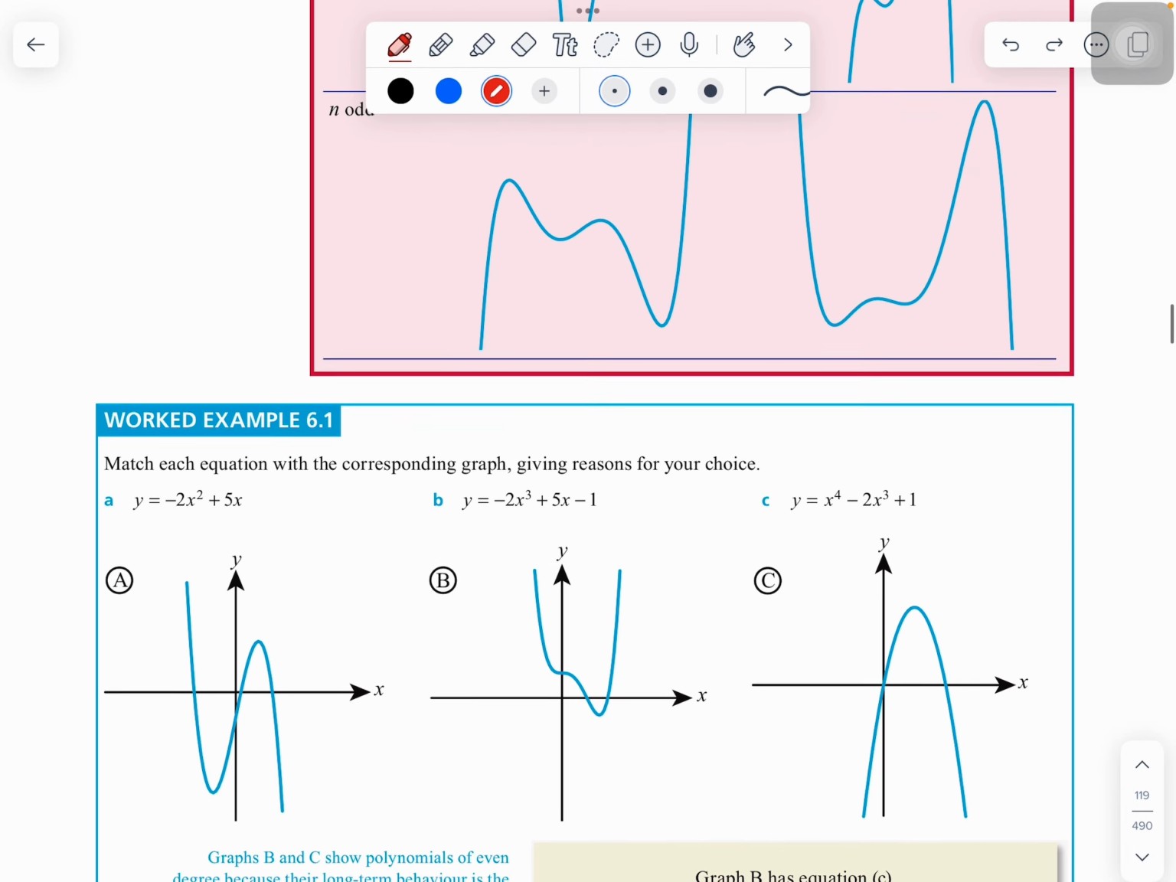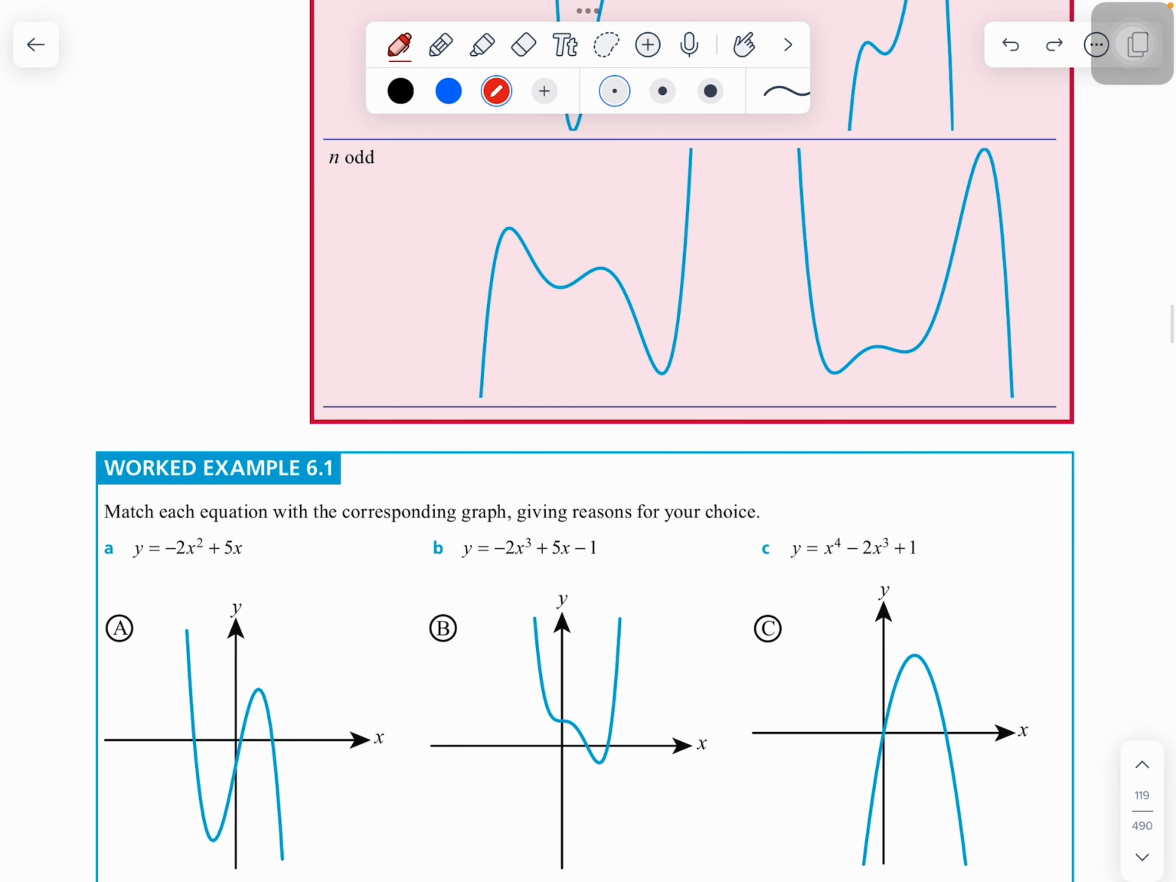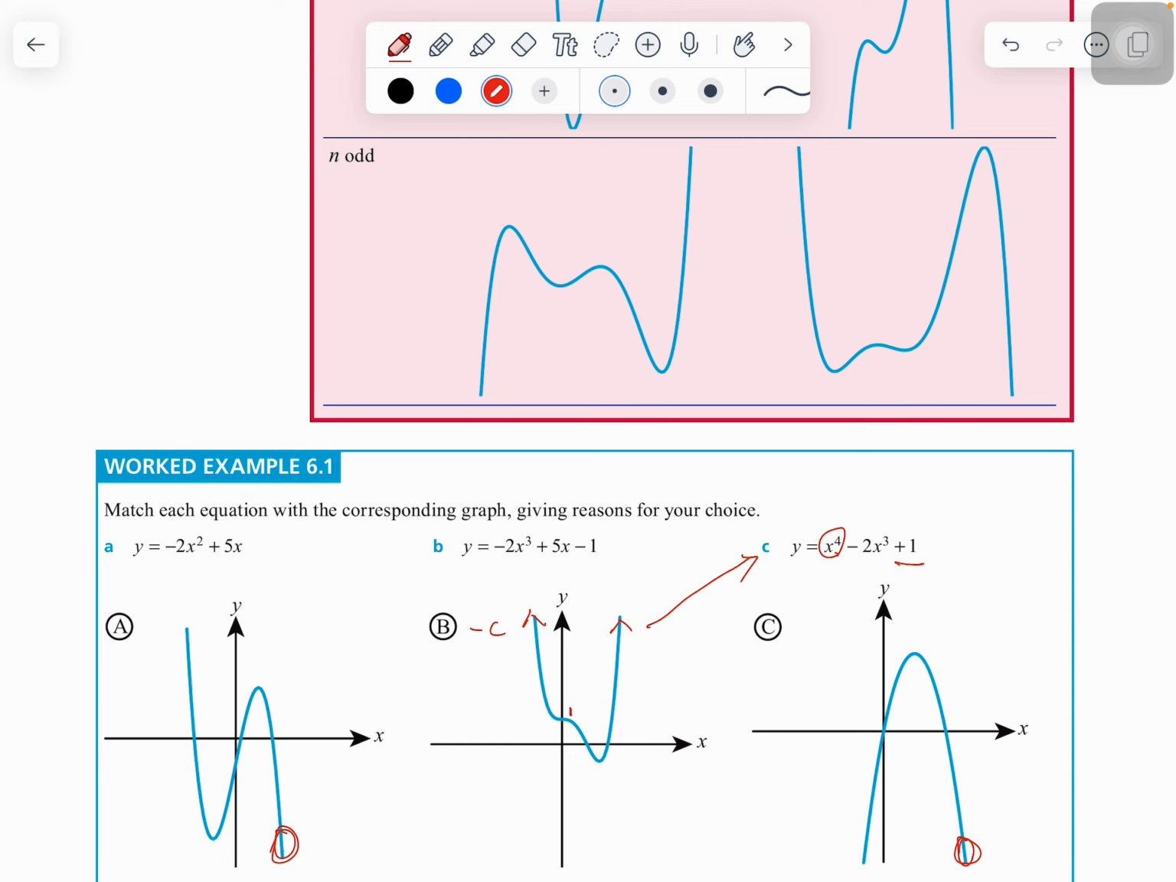So let's start here. Match each equation with the corresponding graph. With only the leading coefficient and degree, and sometimes the y-intercept, we can decide which one looks like which. Here, the leading coefficient, oh, this should be negative, right? So then this one, C, because only positive. And degree 4 on both sides, and 1 makes sense.